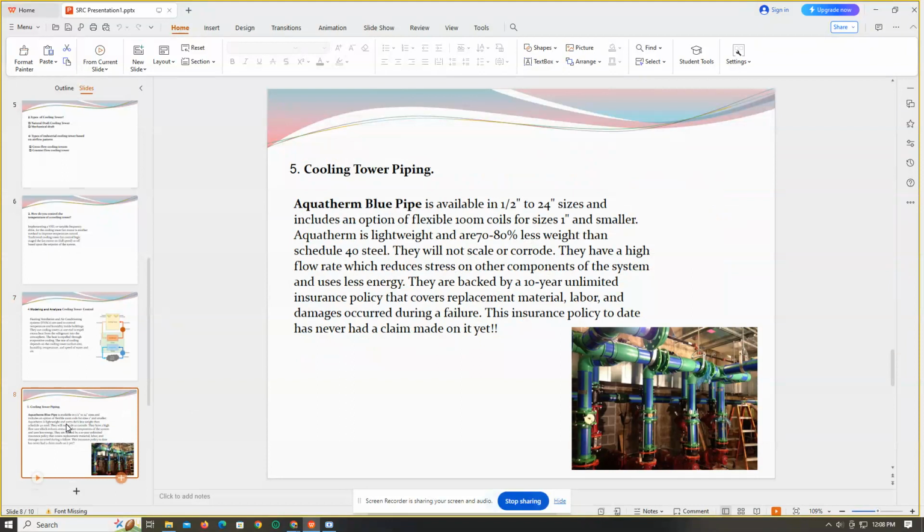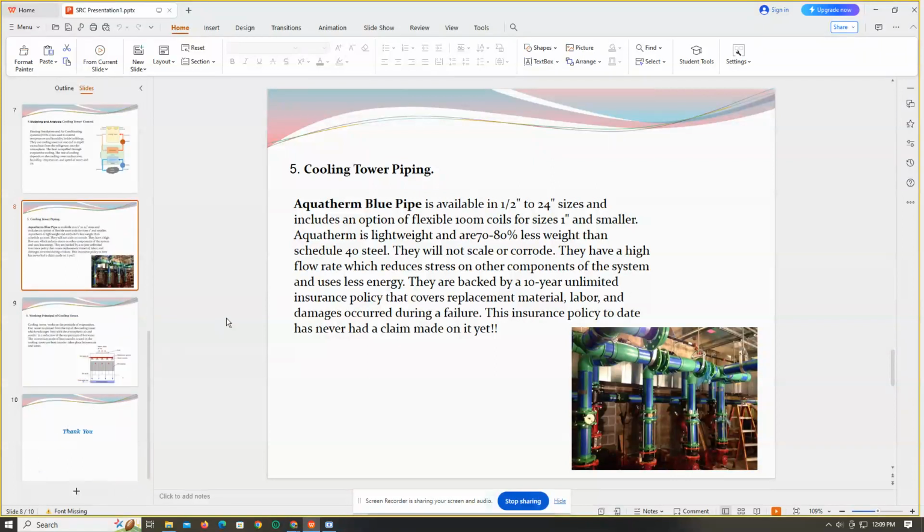Cooling tower piping. Aquatherm blue pipe is available in half to 24 inch size and includes an option of flexible 100-meter coils for size 1 inch and smaller. Aquatherm is lightweight, 70 to 80% less weight than Schedule 40 steel. They will not scale or corrode. They have a high flow rate, which reduces stress on other components of the system and uses less energy.